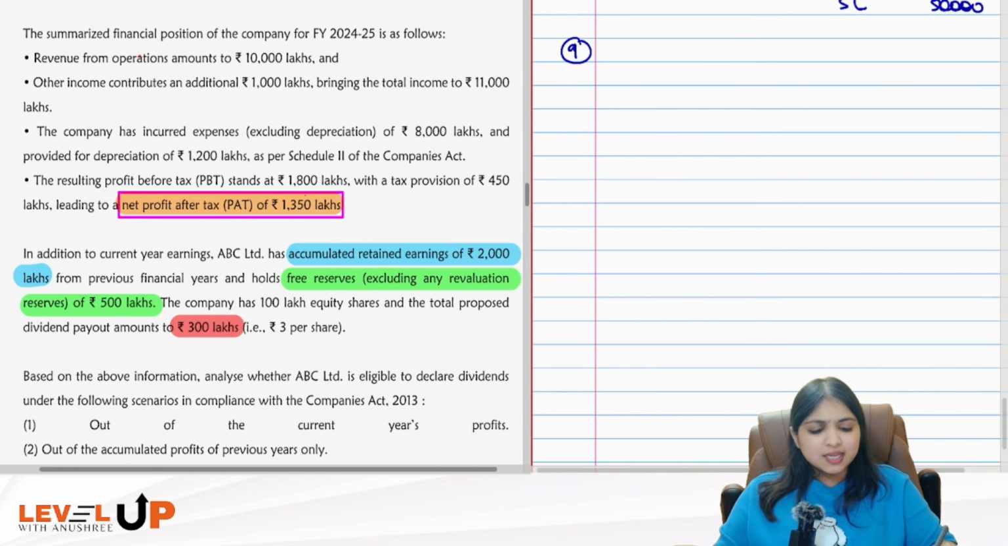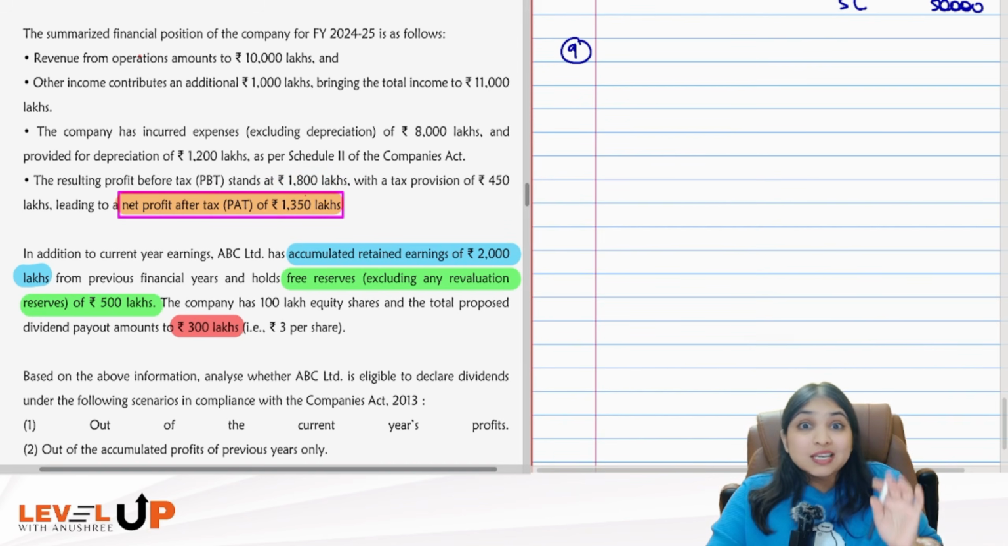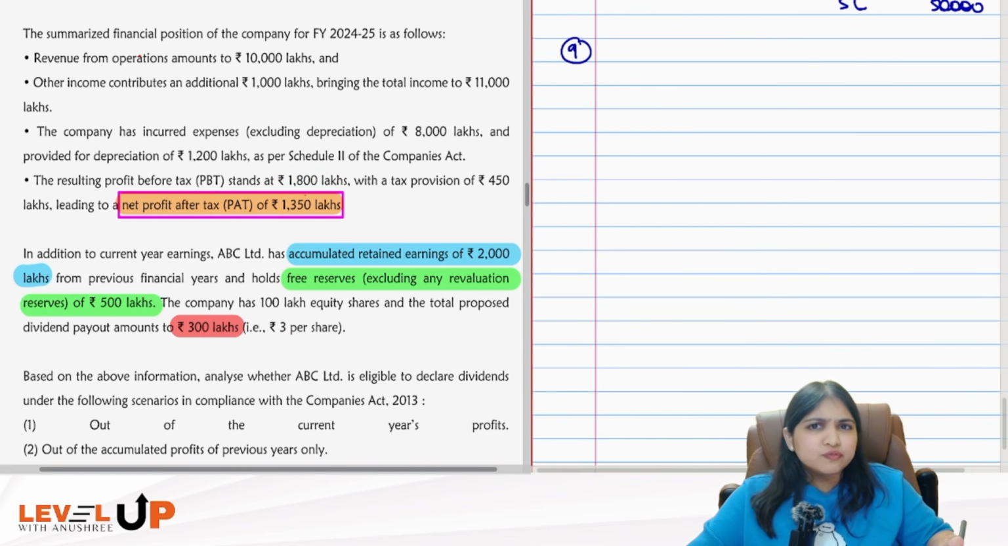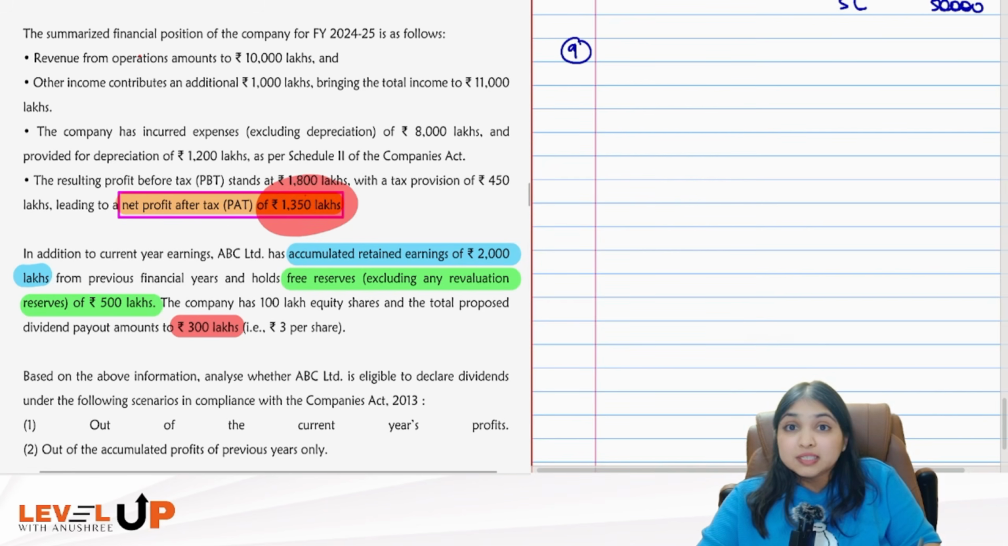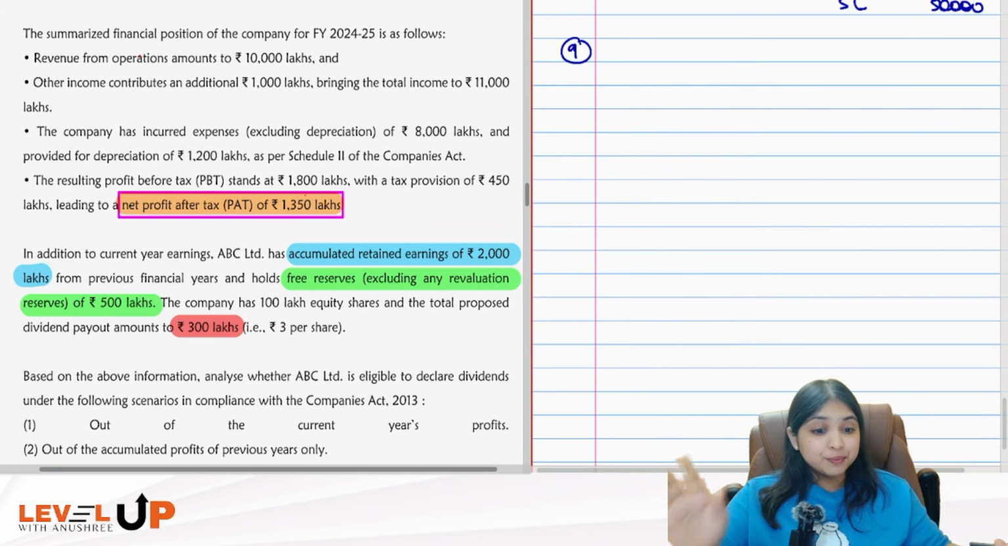Total how much dividend does a company have to pay? 300 lakhs. So see guys, company will pay dividend out of current year profits. Current year profits is 1,350 lakhs. So current year profits are sufficient to pay the entire dividend of 300 lakhs. So because of this, we don't even have to touch our accumulated profits. We don't have to touch our reserves and all. We have enough current year profits itself. We have 1,350 lakhs. From that 300 lakhs, we can pay off as dividend perfectly fine.